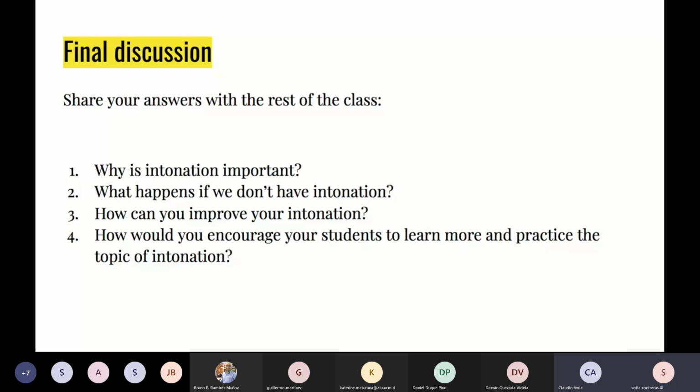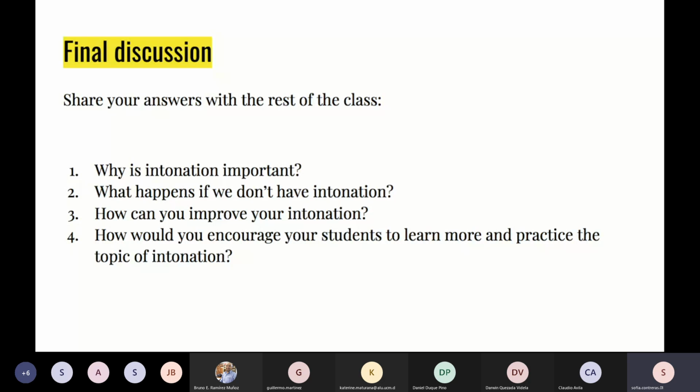Anybody else? Why is intonation important? Because it can be used as a complement for the verbal communication, which is really important because it helps us, in the same way that my classmate said before. Okay, Guillermo, thank you very much for your comment. Anybody else?